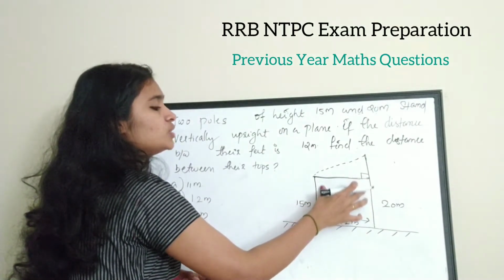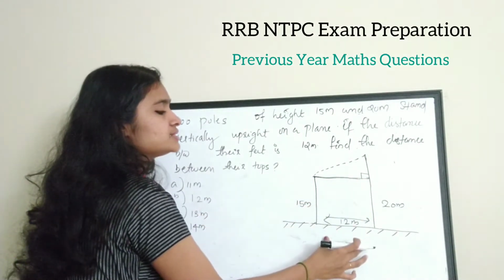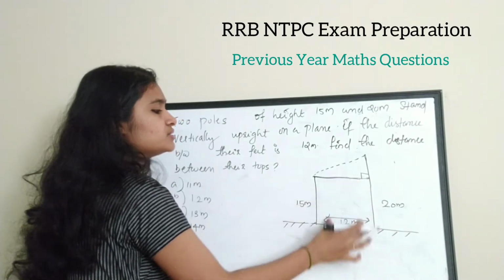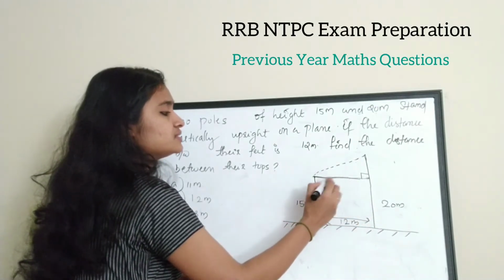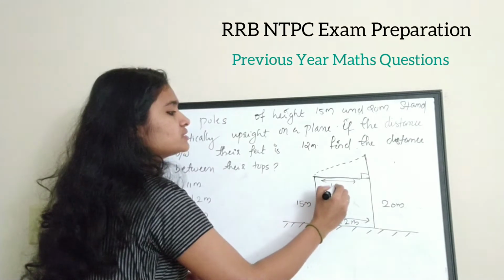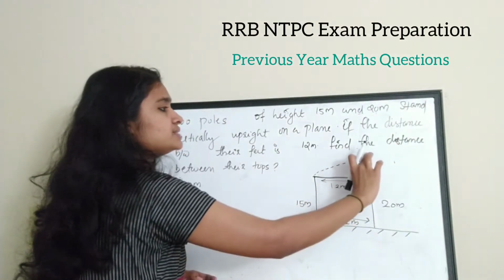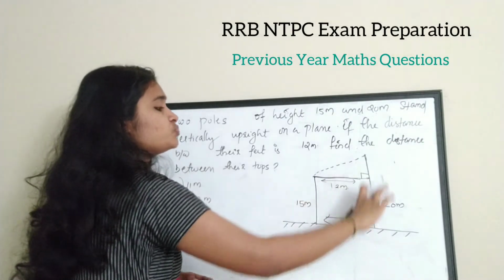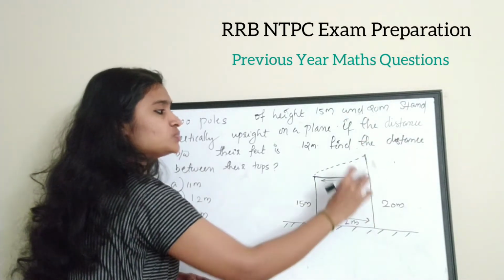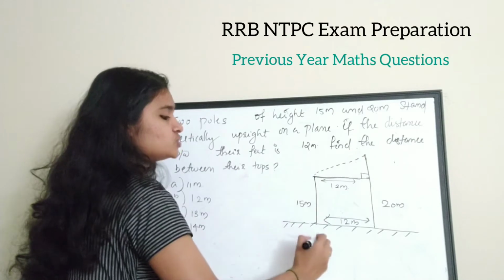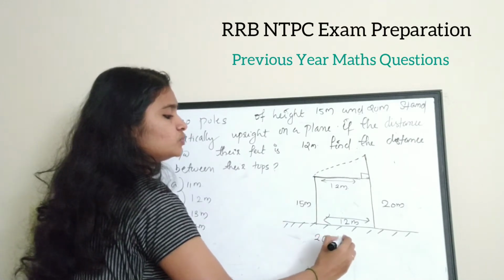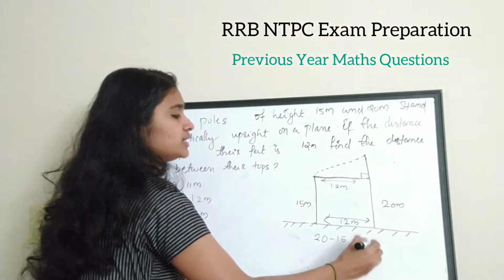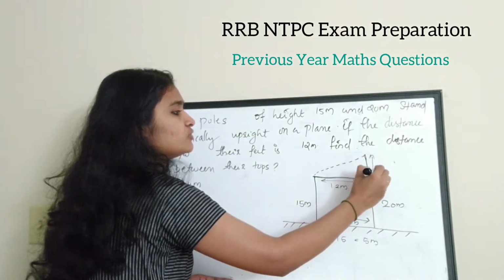What is this distance now? This is 12 meter, right? So this distance is same as this distance, which is 12 meters. What is this distance? This much is 15 and this pole is having a height of 20, means this much is 20 minus 15, which is equal to 5 meter, right? So this distance is 5 meter.